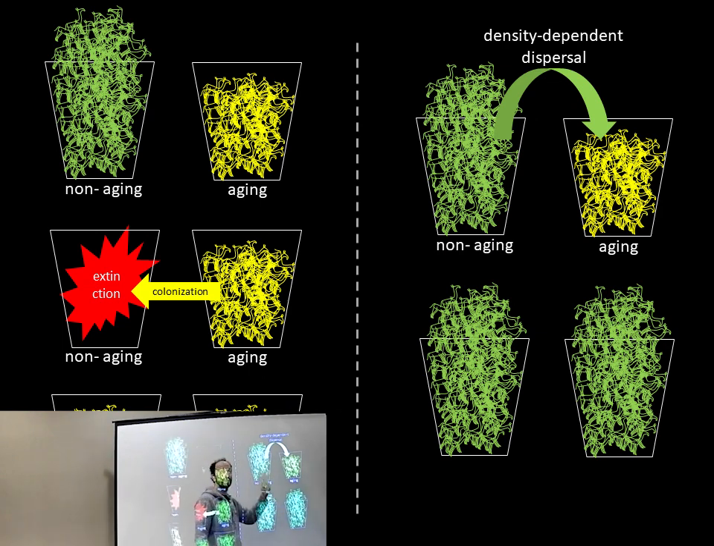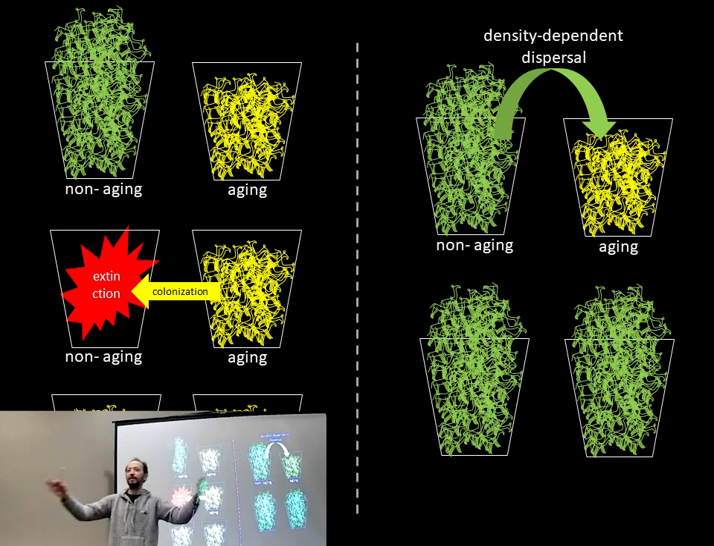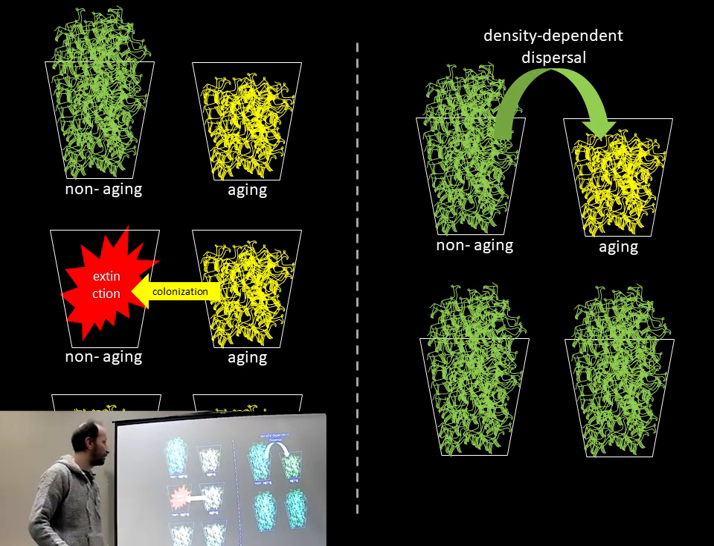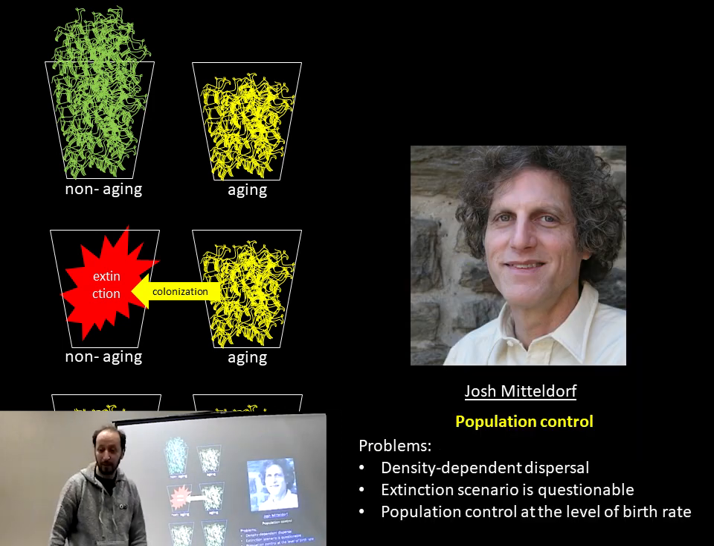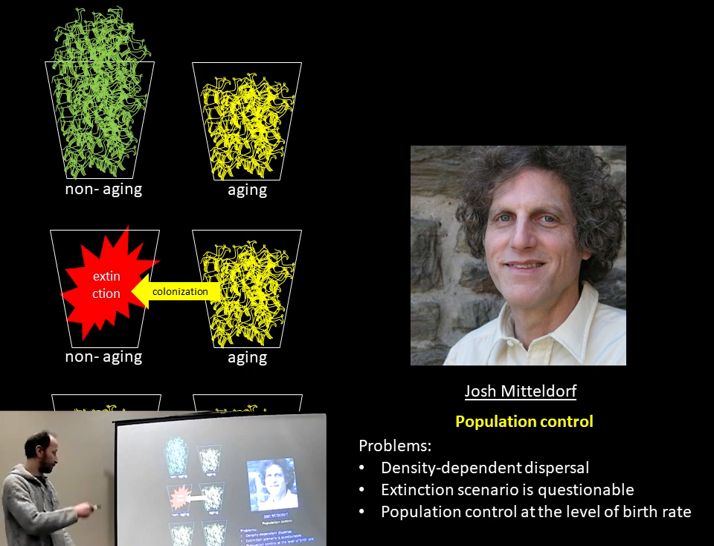There is density-dependent dispersal. As you might know, with overpopulation and low resources, animals try to find a better place. If this channel exists, so that the compartments are somehow connected, then these animals will go there in search of a better life, and it will end up with the domination of the non-aging strain. Density-dependent dispersal is the first problem.